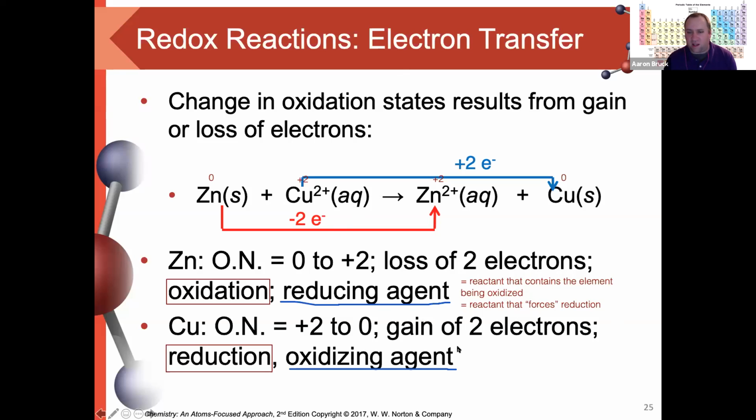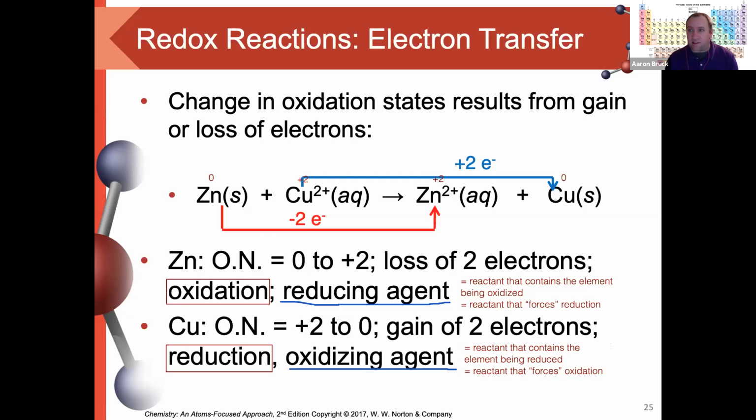Now, for oxidizing agent, we can talk about the reactant that contains the element being reduced, or the reactant that forces oxidation. And both of those definitions would be considered valid. The important thing to remember is that in both cases, we are talking about a reactant, not an individual element.